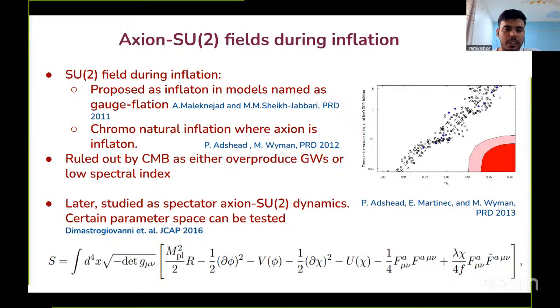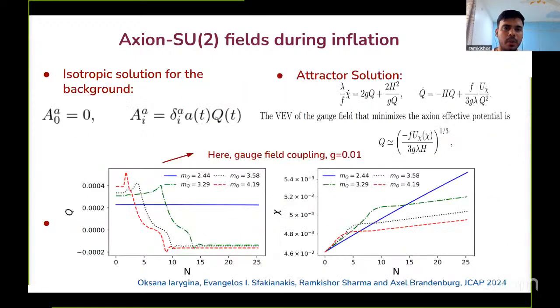So we started looking at this model from the point of view of magnetogenesis, but we realized that if you want to realize magnetogenesis, one has to study this model in the larger coupling case, and I will say what I mean by the larger coupling case. But before that, I will just talk about the dynamics of this axion SU(2) model. Basically, in this case, you can have this SU(2) field and can have an isotropic solution.